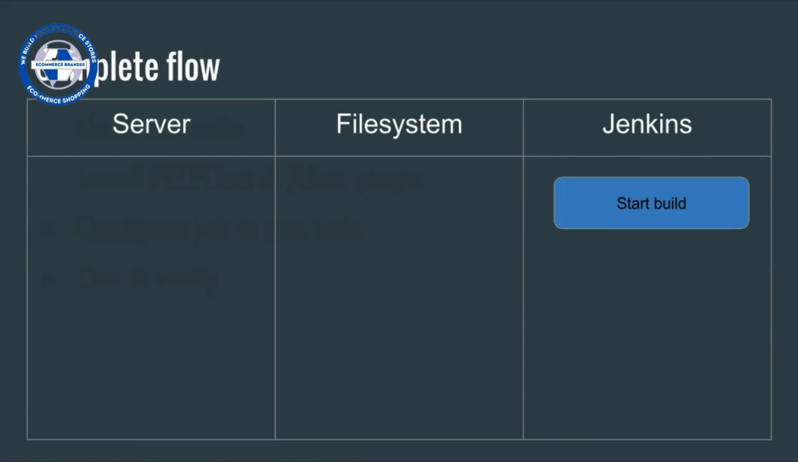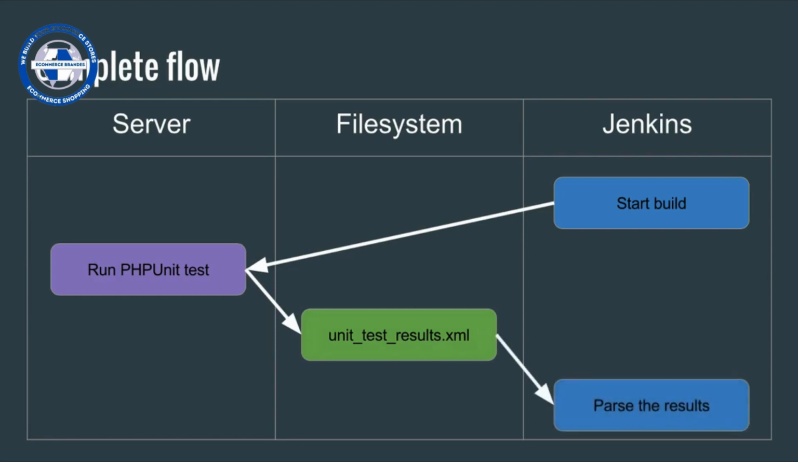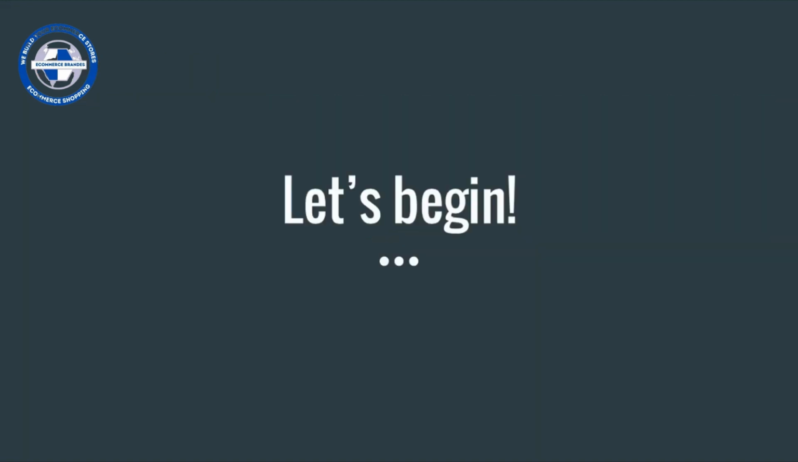Well, good question. To answer it, let's take a look at the complete flow. It begins when Jenkins starts the build process. We'll configure it so that it runs PHPUnit tests on the server. PHPUnit will run all these tests, and we will ask it to generate a report of all these tests in the JUnit XML format, and it will actually store that onto the file system. Now finally, Jenkins will parse the contents of the XML file. It can determine if all tests were successful and act accordingly. So now that you have this overview, let's begin.